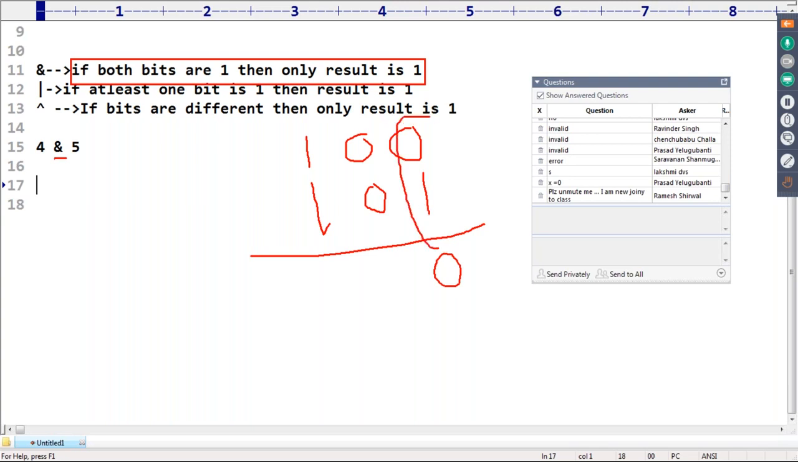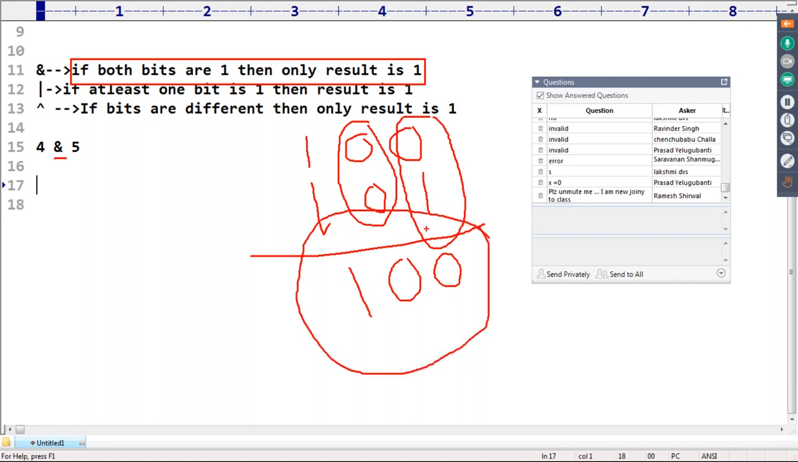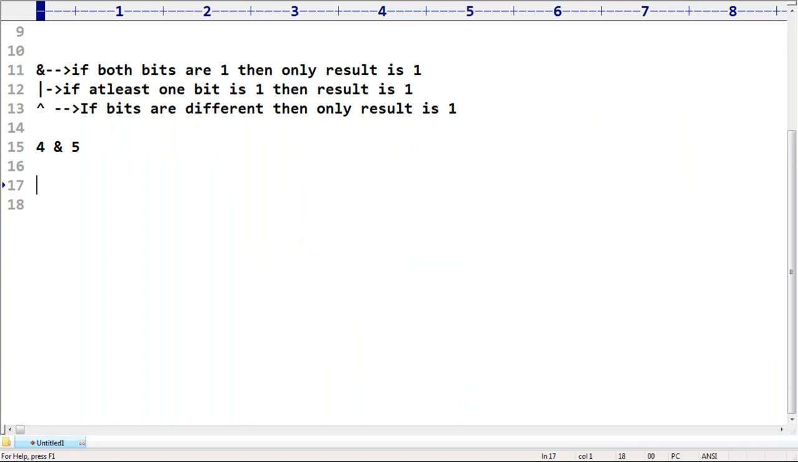First, I'm applying these 2 bits, and next I have to apply these 2 bits. AND operator, right? 0 and 0 gives 0. Next, 1 and 1, both are 1, that's why 1. So 1 0 0. What is the answer? By default, 4 is the answer. Remember, 4 AND 5, the answer is always 4.